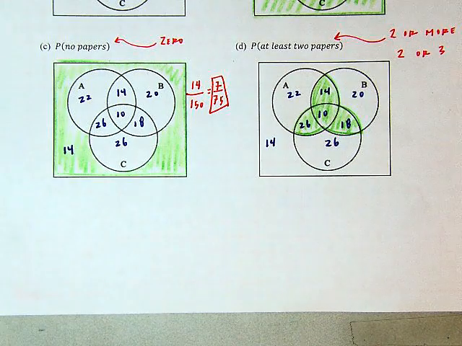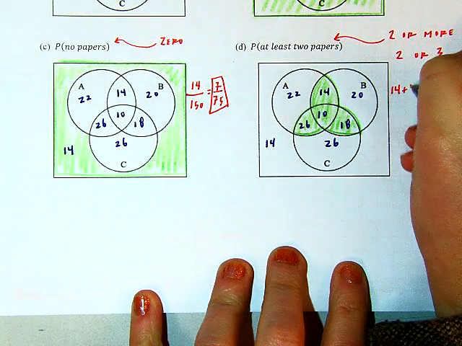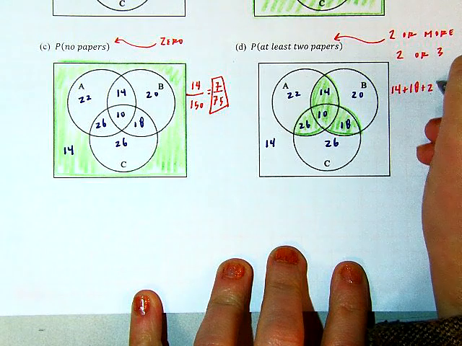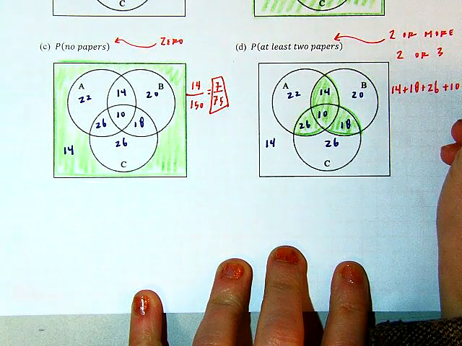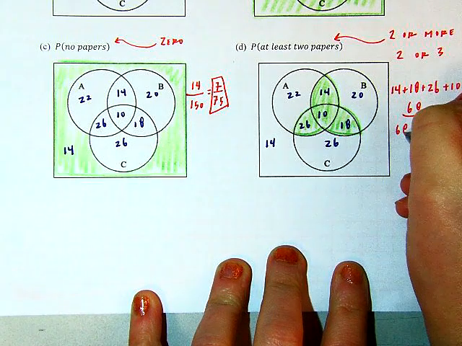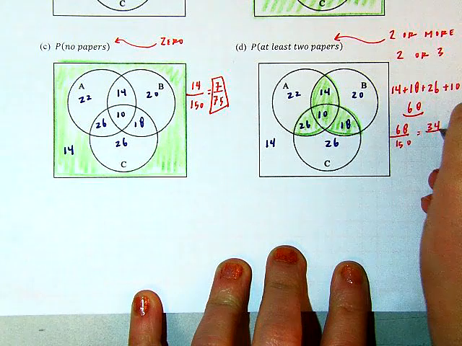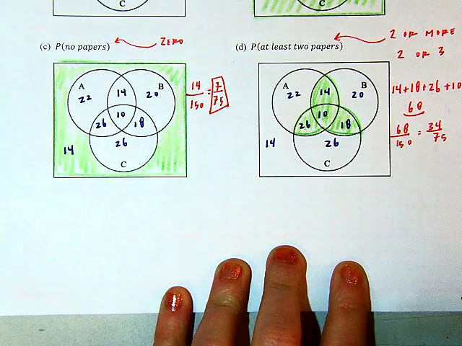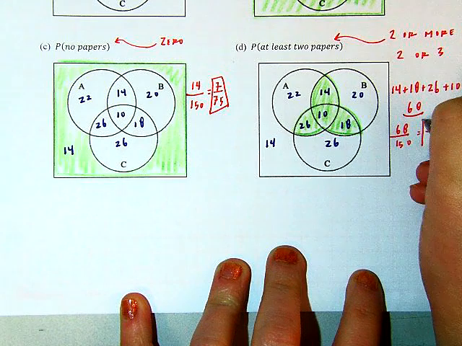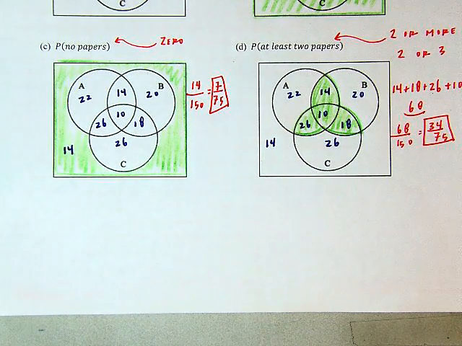Okay, so I'm going to add up those that read exactly 2. So the 14, the 18, the 26, and those that read all 3, that 10, gets me to 68. 68 divided by 150 gets me 34 out of 75. Okay, that's our final answer.